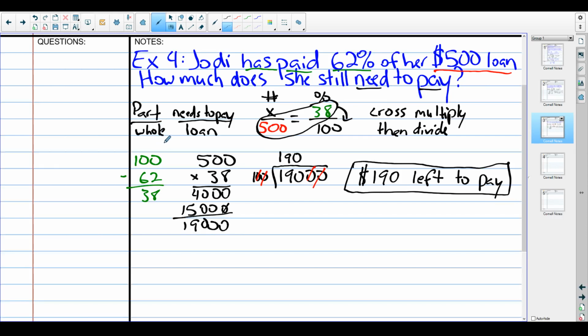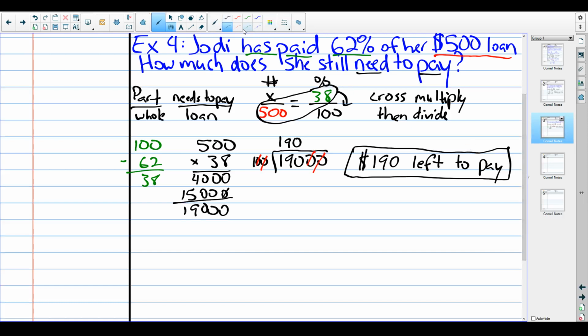Okay. Good night. And then, if you're still here, just to show that this works, just for goofs, you don't have to write this down. What if we'd written this the way it asks us to? So we could say our part is what she paid compared to her loan, right? And then numbers, percents. So this time we can say she paid 62%. So let's put 62 up there. This is still 500. Okay, X on top.